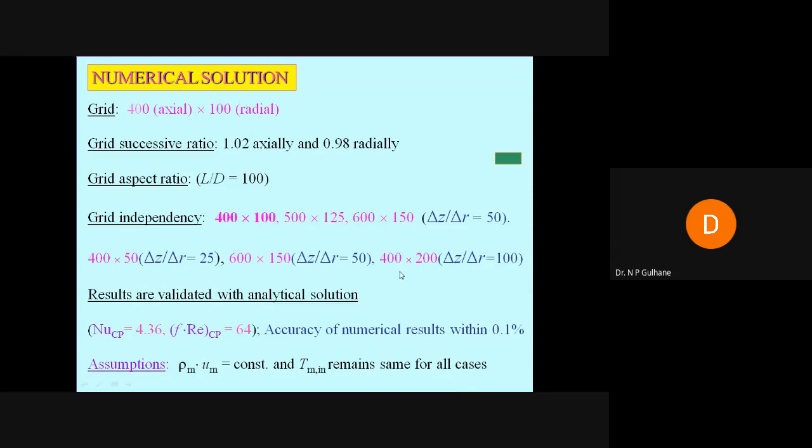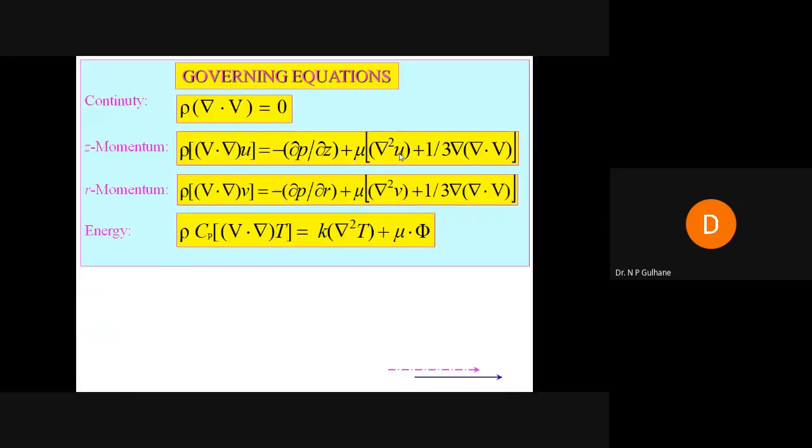So that mesh is approximately 40,000 cells, that is 400 in axial and 100 in radial direction, with a grid successive ratio of 1.02 in axial direction and 0.98 in radial direction. So the fluid modeling is within the continuum region, that is Knudsen number is almost 0.001, and fully developed flow is assumed with different thermal and flow boundary conditions.